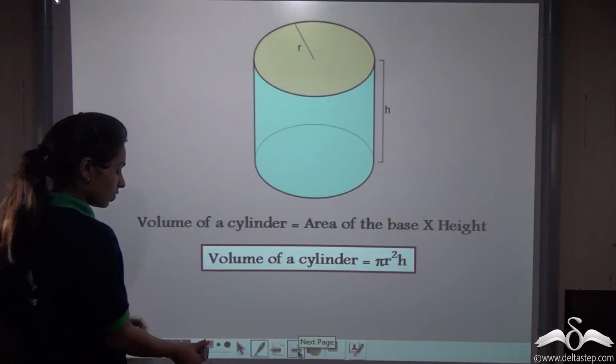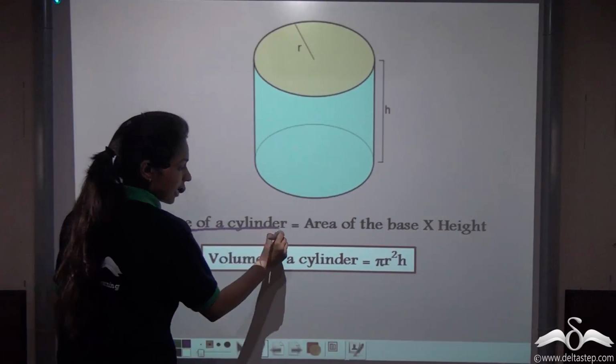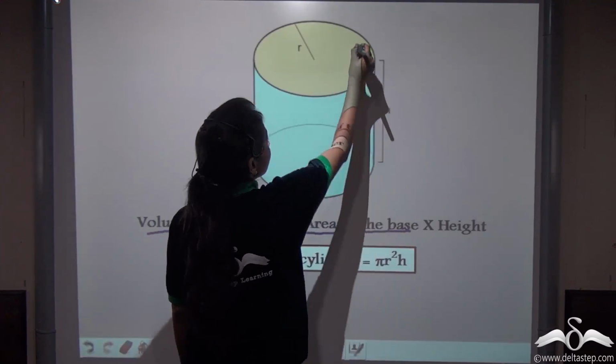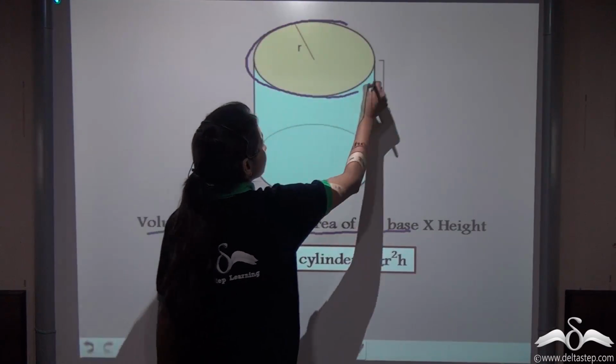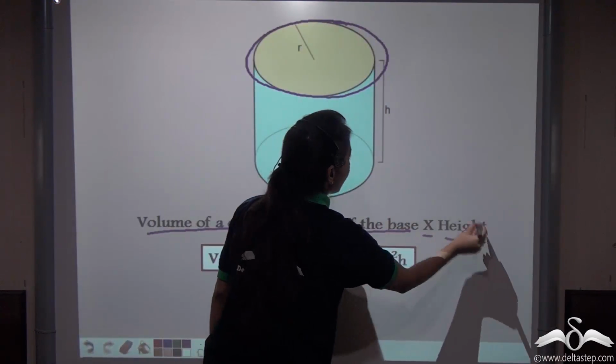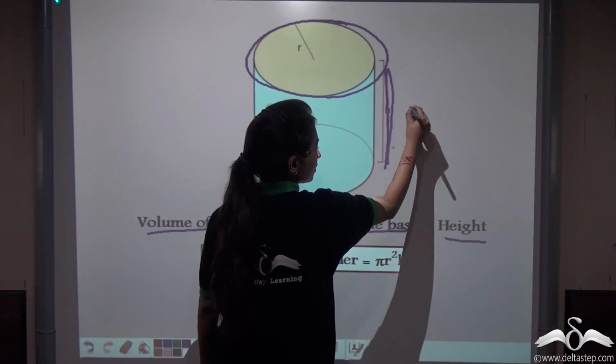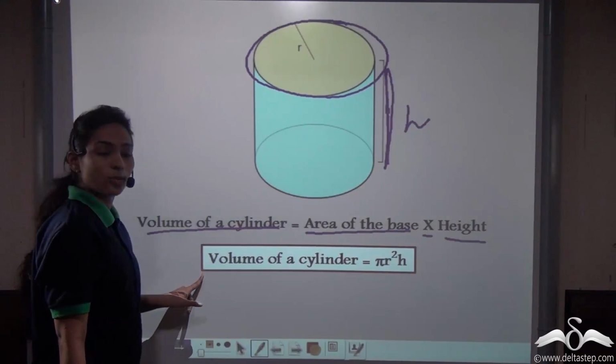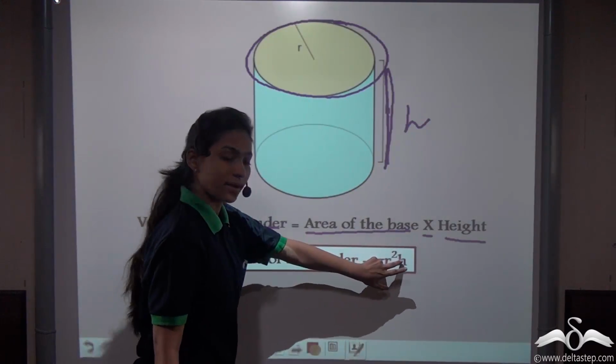So now you know that the volume of a cylinder is actually the area of the base, that is pi r square, into height, that is this height of the cylinder. The volume of a cylinder is pi r square h.